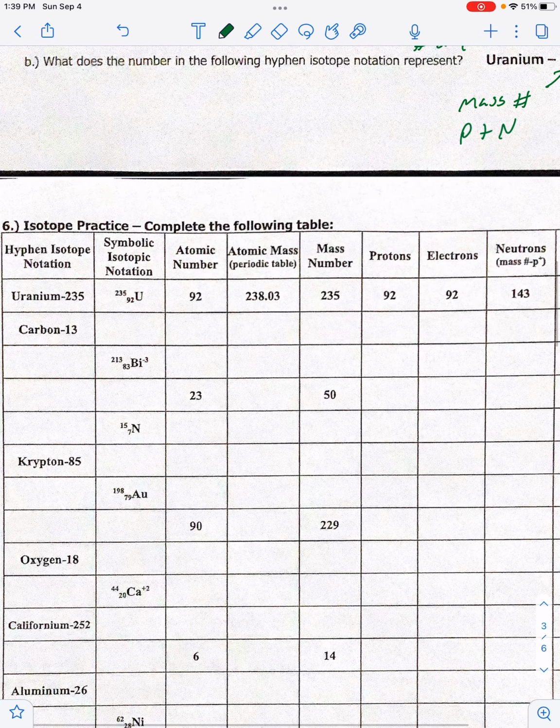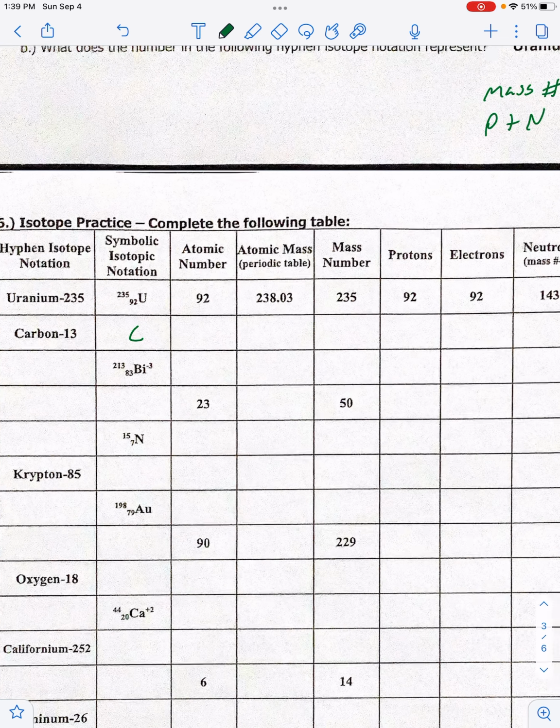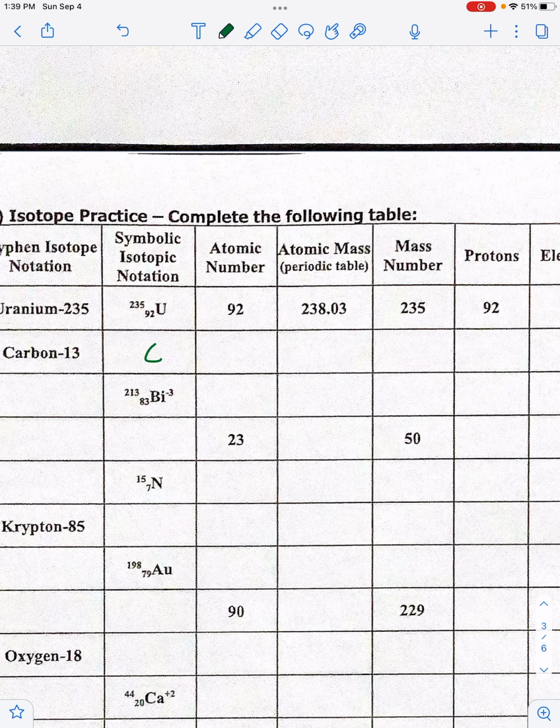So we have carbon 13. If I want to do symbolic isotope notation, I would need the symbol of carbon, which is just the letter C. I'm going to take this 13, because that's my mass number, and put that on top. My bottom number is my atomic number, so you look on your periodic table to see the atomic number of carbon, and that is 6. And so I'm done. You do not have to write a charge or anything like that. We would give you a charge, so we're not going to try to throw that at you.